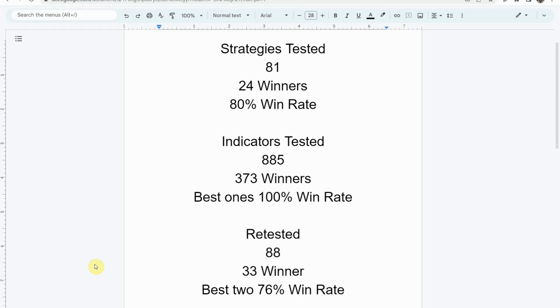Now, keep in mind that we test most of these indicators and strategies on the Forex and crypto market, but they can be applied to just about any market and time frame universally.